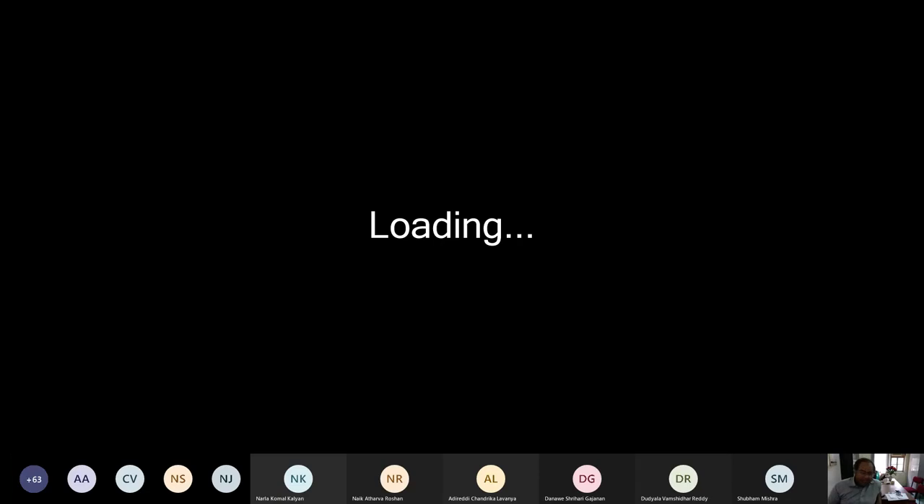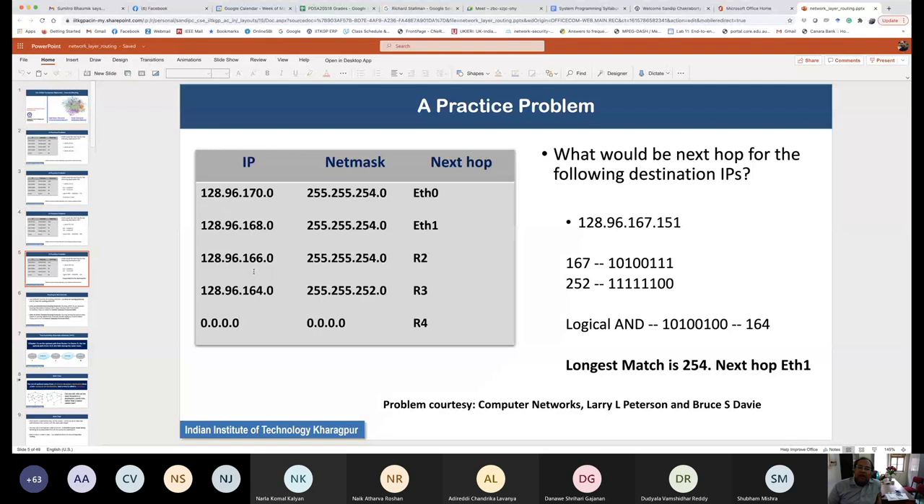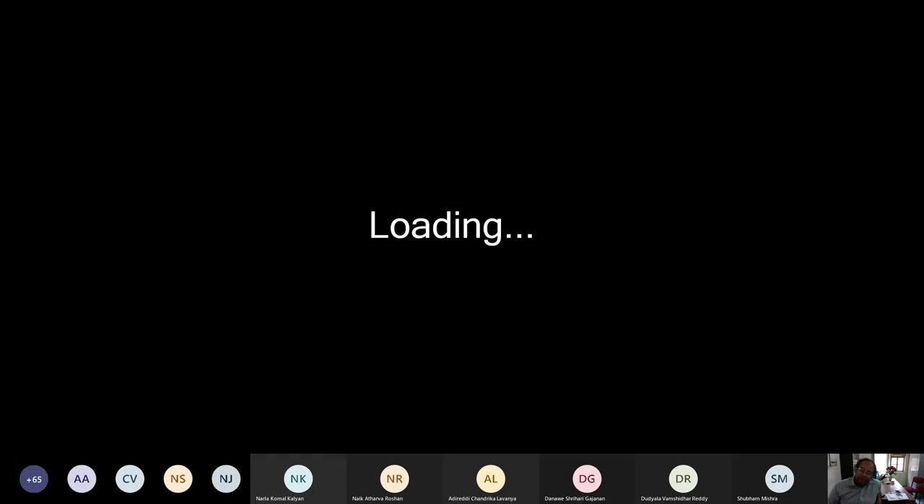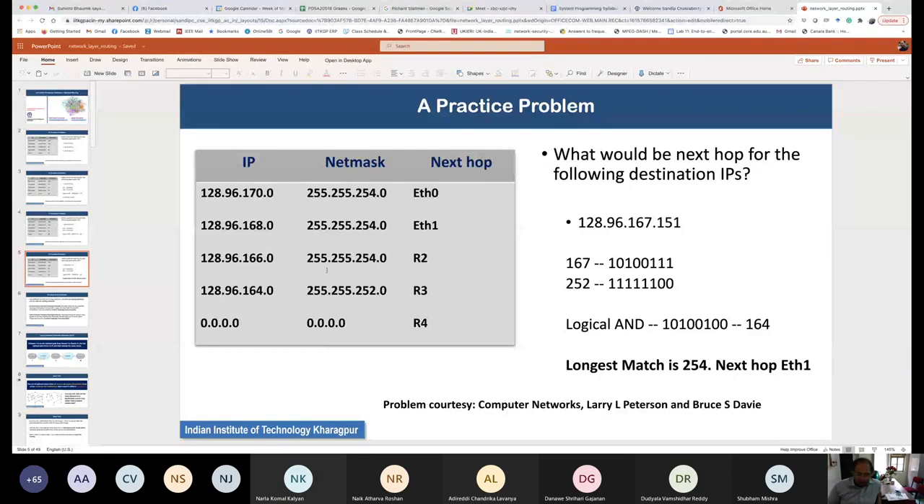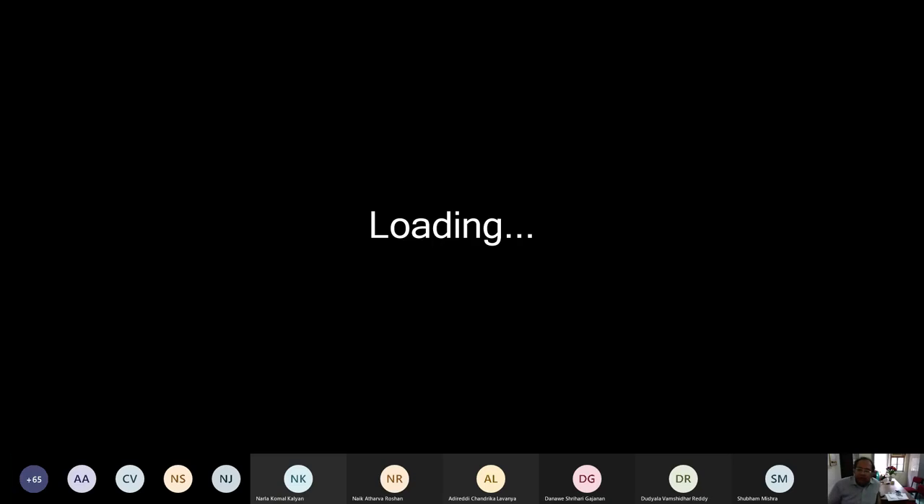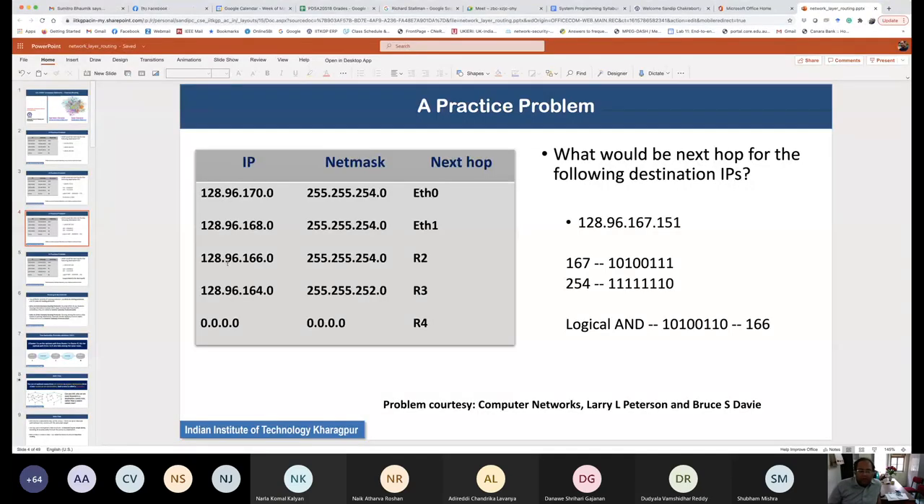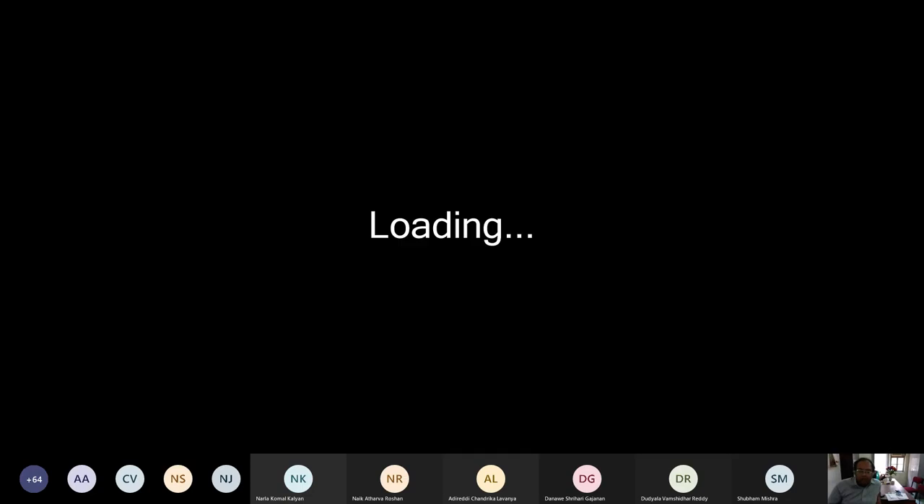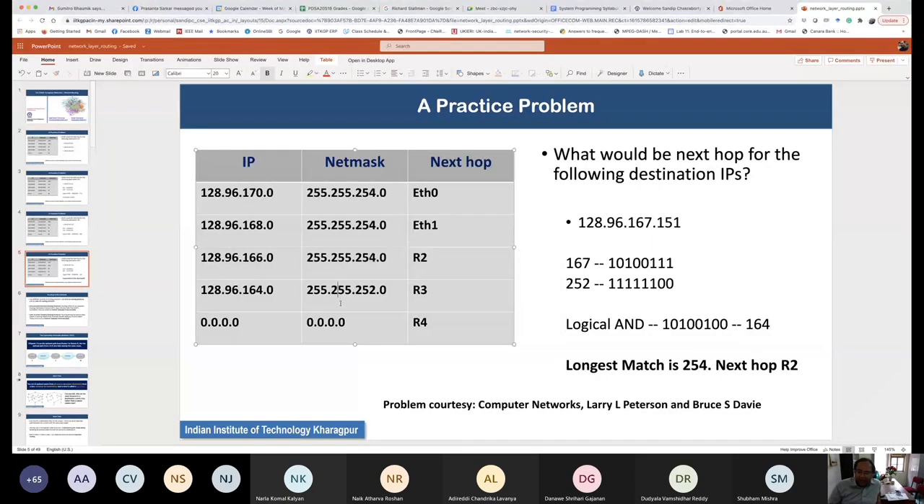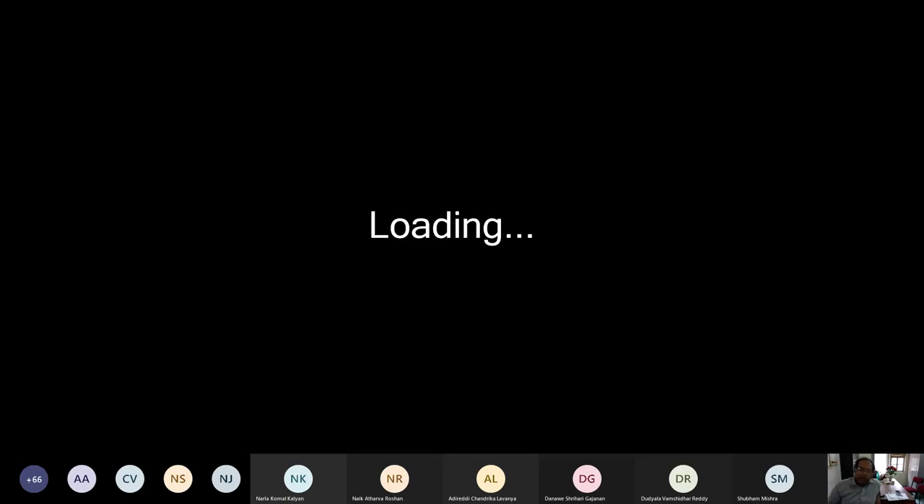In this case, as I mentioned earlier, we take the longest prefix match, and the longest match here is with 254. So we take the next hop of the third one. It should not be TH1, it should be R2. That's a mistake here. So we had a match with the third one, where the next hop is R2, with 128.96.166.0, and a match with the fourth one. But the longest prefix match is the third one, so we take it as the intended next hop. My next hop will be R2.